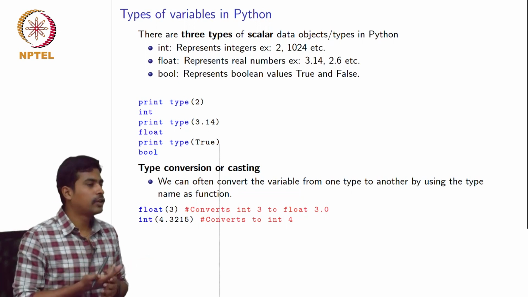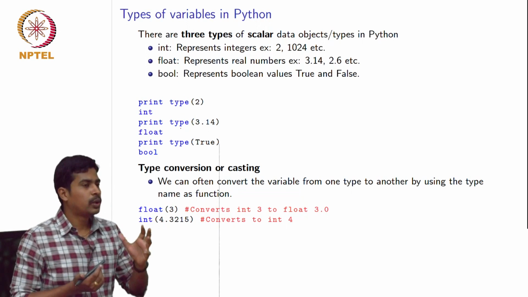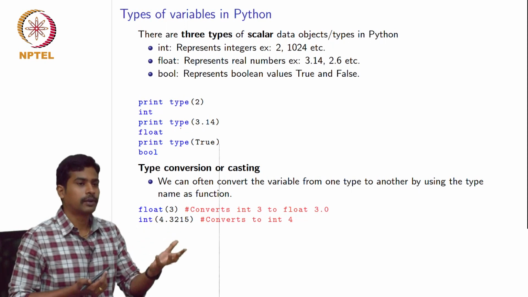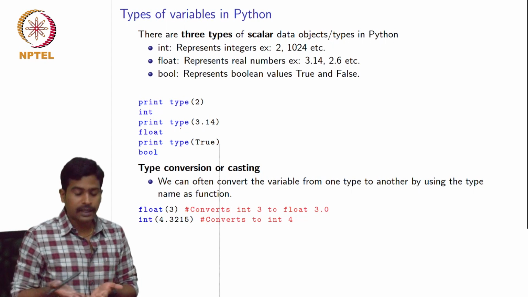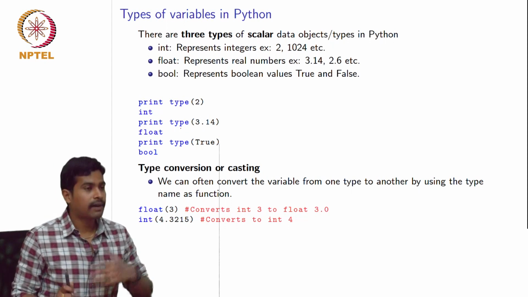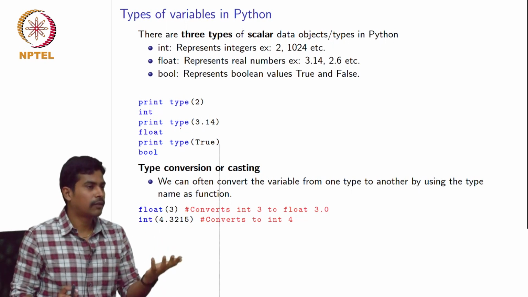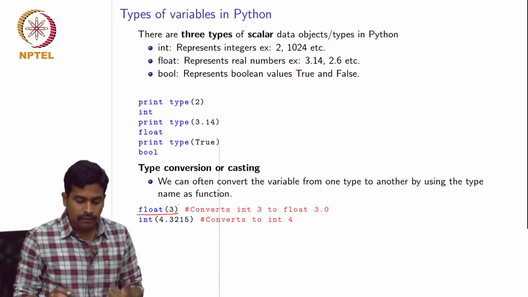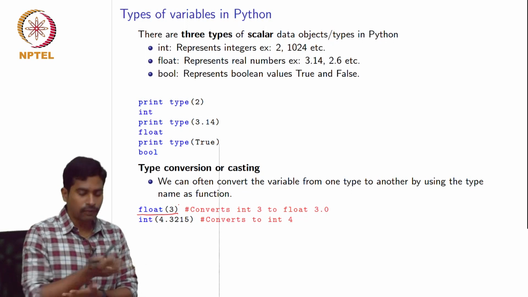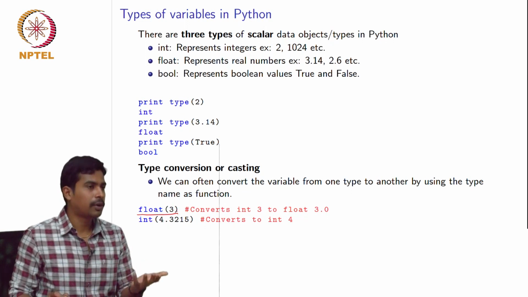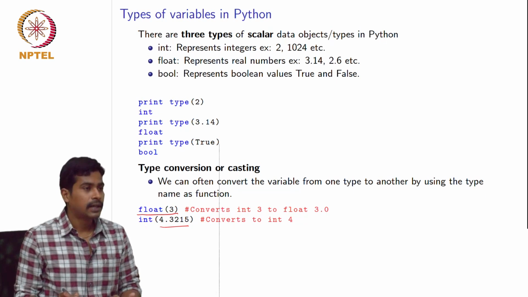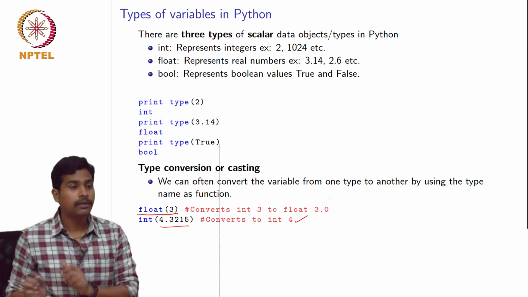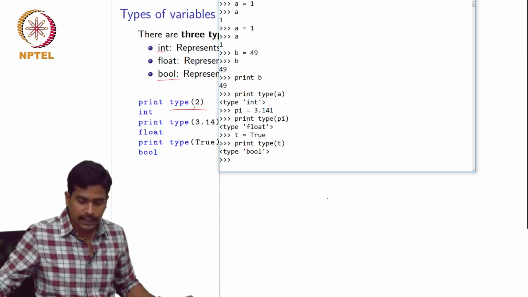In your program, sometimes you have a variable that is an integer or float, but you want to convert from integer to float or float to integer. In Python there is a way of doing it. If you have a number 3 which is an integer and you want to convert it into a float, you can use the command float and pass the number you want to convert. Now 3 will be converted into 3.0. Similarly you can convert 4.3215, which is a float number, into an integer by using the int command and it will return the value 4. We can just quickly try those commands here.